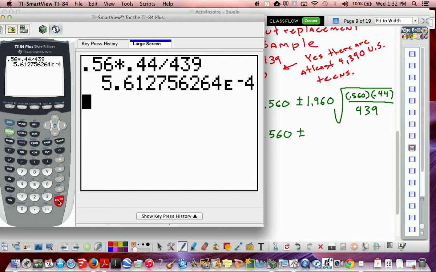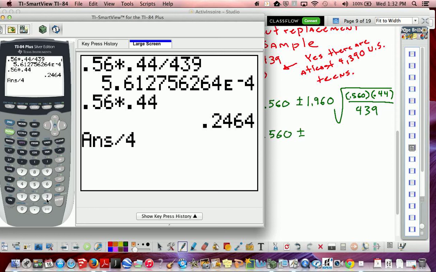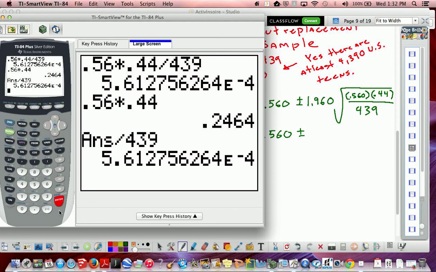Really? Because when we did it for z-score, we got a wrong answer. Really? 0.56 times 0.44. Enter. Now divide it by 439. Same answer. Okay. Well, order of operations, yes, when you do z-scores, you're doing subtraction and addition before you divide. But multiplication and division in PEMDAS are at the exact same level.